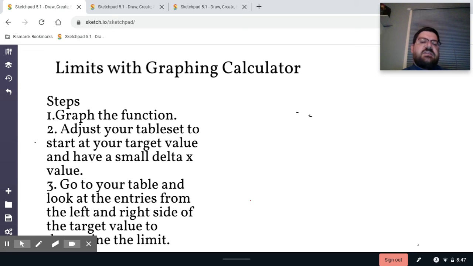We've probably never done this before, but you have a table function on your calculator and you can control how that works. You can choose where you start and what you go up and down by on the table. So where you start at is called your table start, and what you go up or down by is called your delta table, because remember, delta means change. So let's take a quick look at that.